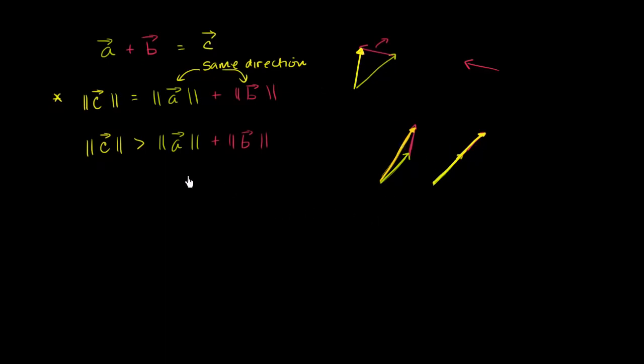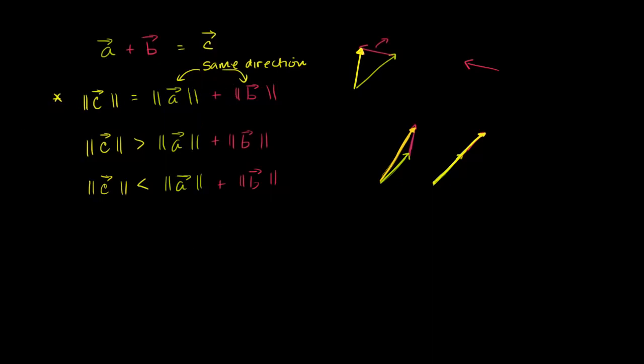Now you're probably saying, well, what about the circumstance where the magnitude of our sum is less than the sum of the magnitudes? And this is fairly typical. This is pretty much always the scenario. This is what's always going to be the case when the vectors are not in the same direction.